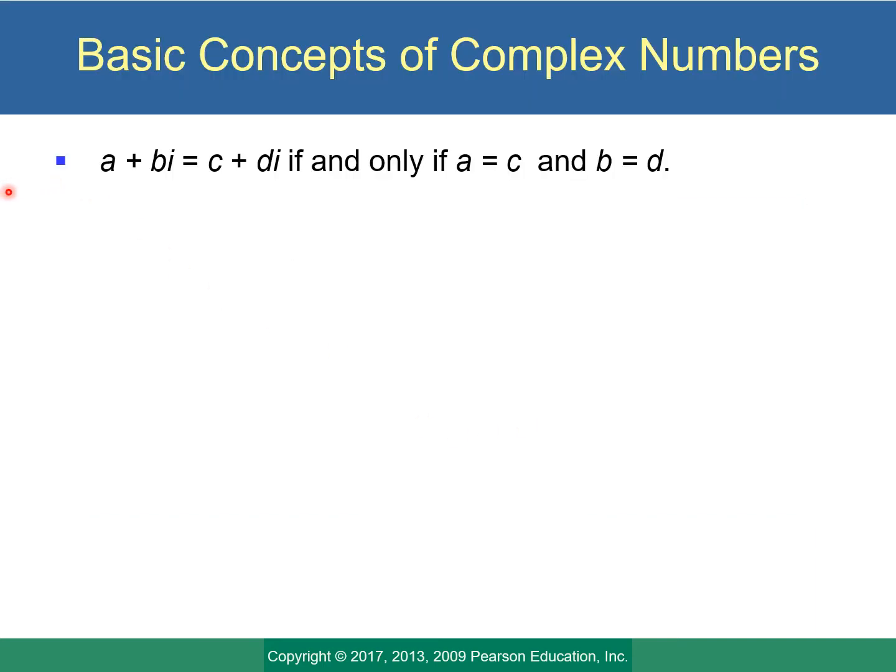Some concepts involving complex numbers. Two complex numbers, a plus bi and c plus di, are equal if and only if their real parts are equal, and so are their imaginary parts.